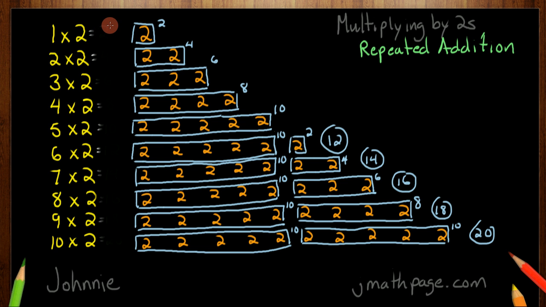So, if you need to pause and think about it a little bit, that's fine. But let's start at the top. Okay? 1 times 2 equals, what do you think? 2 times 2 equals, 3 times 2 equals, 4 times 2 equals, 5 times 2 equals, 6 times 2 equals, 7 times 2 equals, 8 times 2 equals, 9 times 2 equals, and 10 times 2 equals.